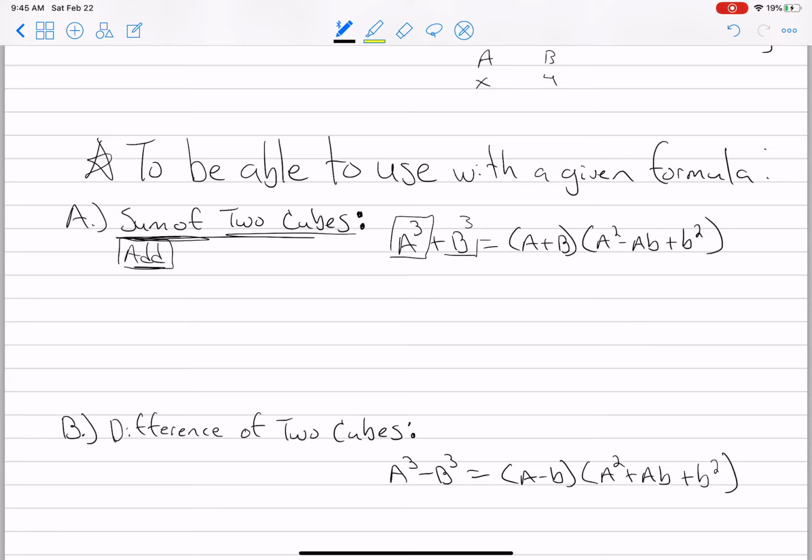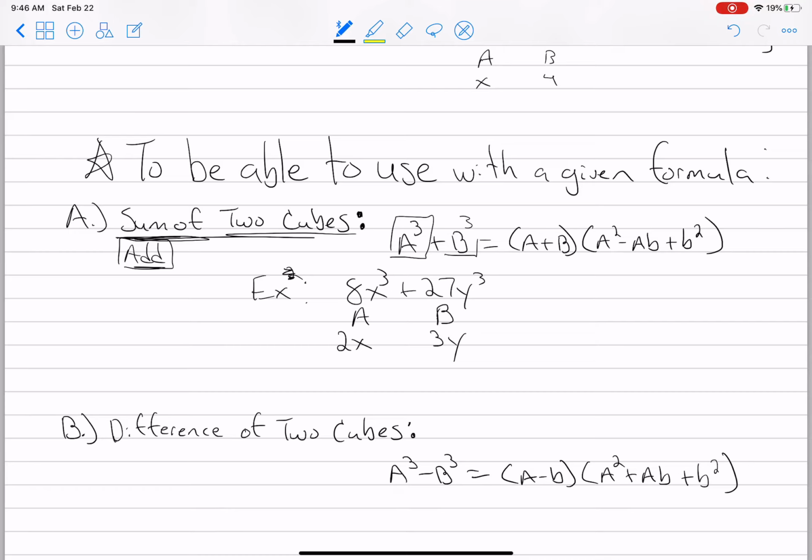So let's take an example. We're just going to do one of them. Sum of two cubes. We're going to take 8x cubed plus 27y cubed. In this case, you tell me what's a and what's b. Hopefully, you just recognize that a is 2x, because 2 times 2 times 2 equals 8, and x times x times x equals x cubed. And b is 3y. 3 times 3 times 3 is 27, and y times y times y equals y to the third power.